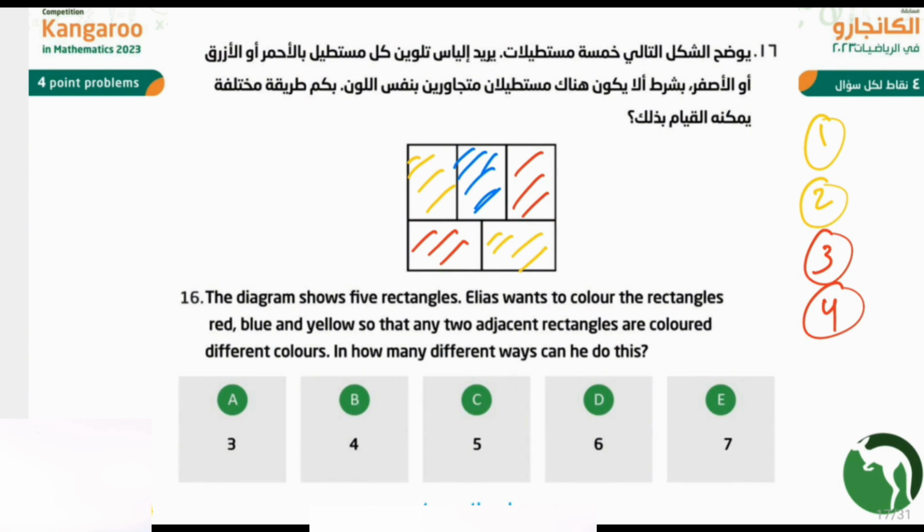So this is the third possibility. So I will have here the fifth possibility, and also if we replace between the red and the yellow, we will have the sixth possibility. So in total, we will have 6 possibilities, and D is the correct answer.